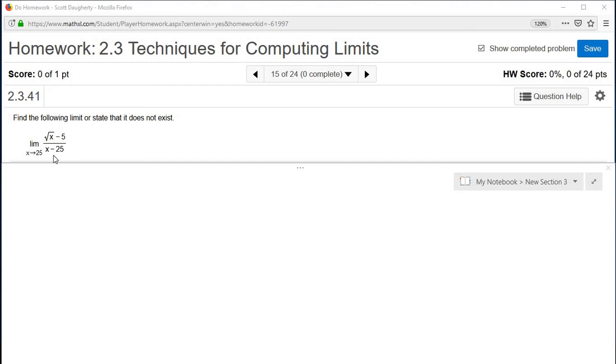Okay, so if you were to plug a 25 into this, notice on top you would get square root of 25, which is 5, and then 5 minus 5 is 0. And likewise, if you plug 25 into the bottom, 25 minus 25 is also 0. And so you get 0 divided by 0.